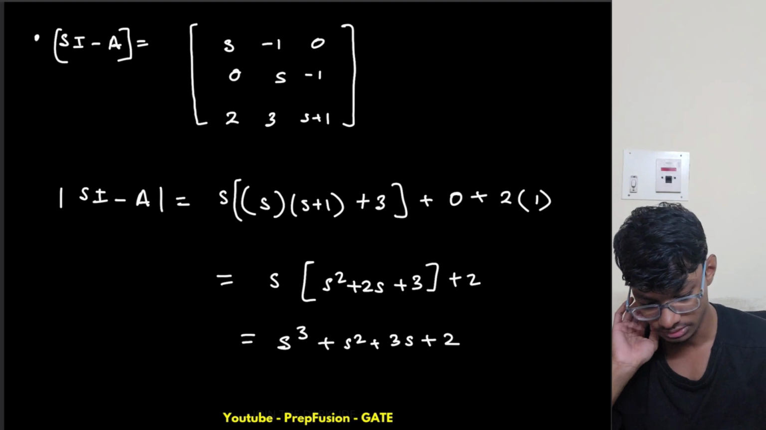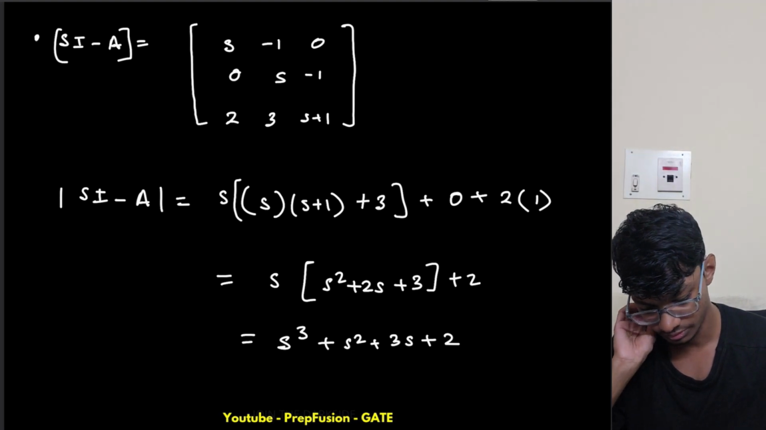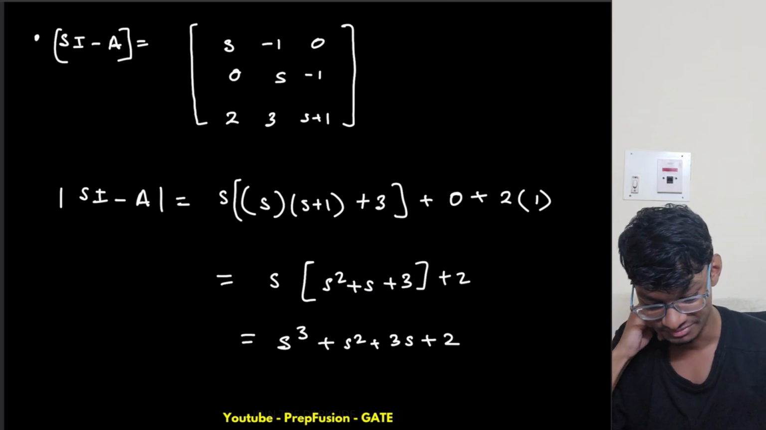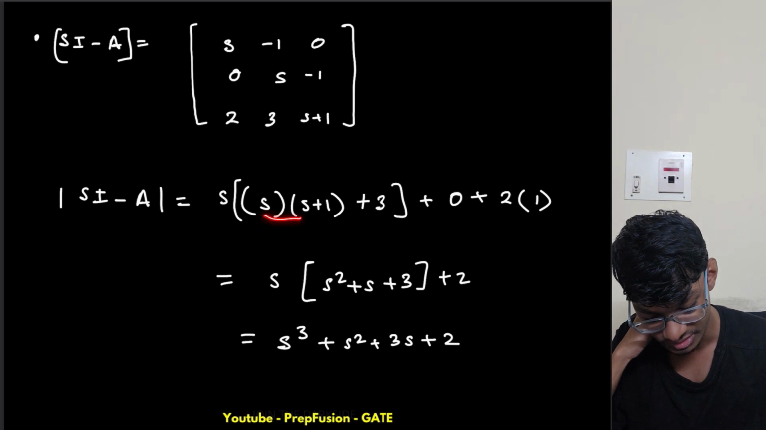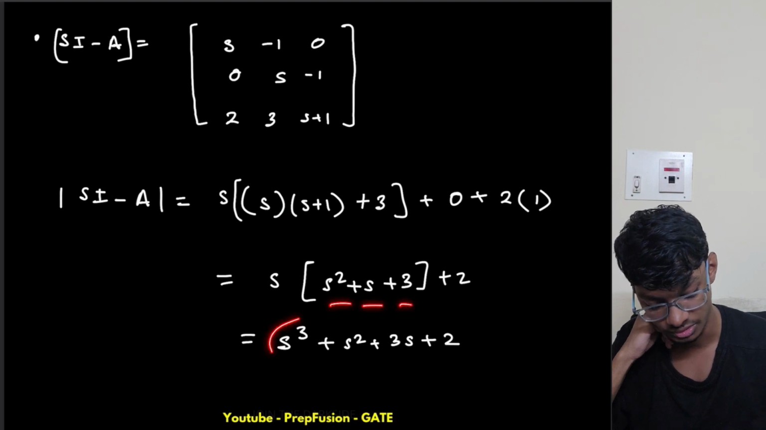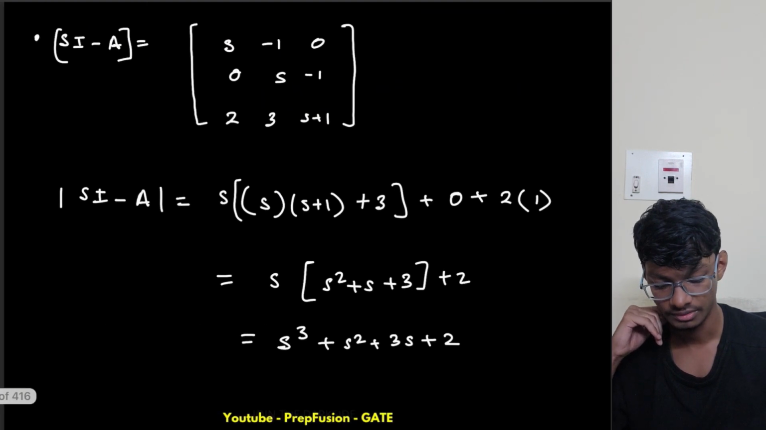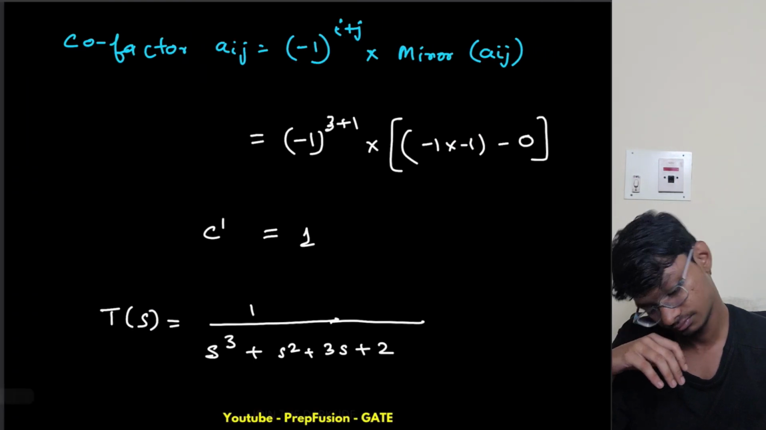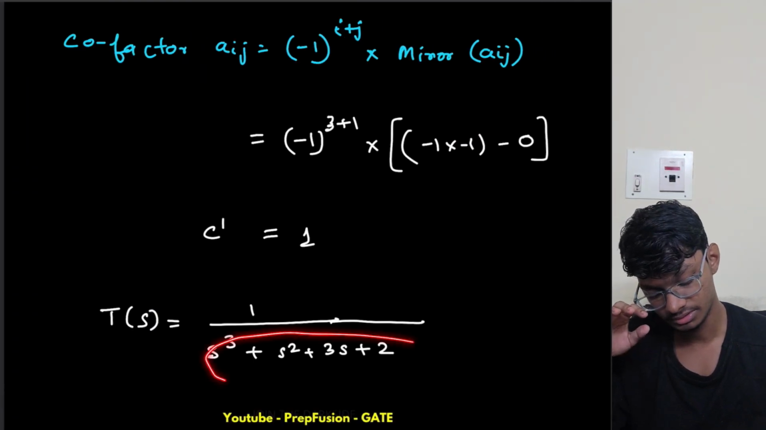So why? Because this is not 2s actually. Sorry, I know you were watching the lecture and you're thinking, why is it making so many mistakes? This is s square and only s we have, so s square plus s plus 3, right? So it becomes s square plus s plus 3. Now this is correct. So that was just a silly error. So this becomes s square plus 3s plus 2.